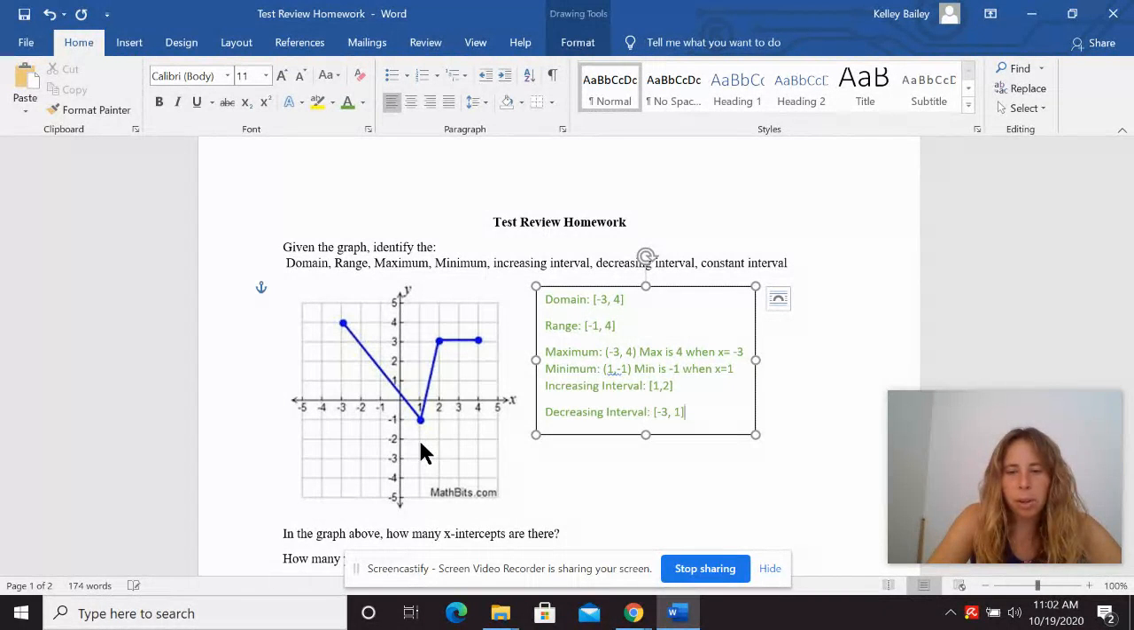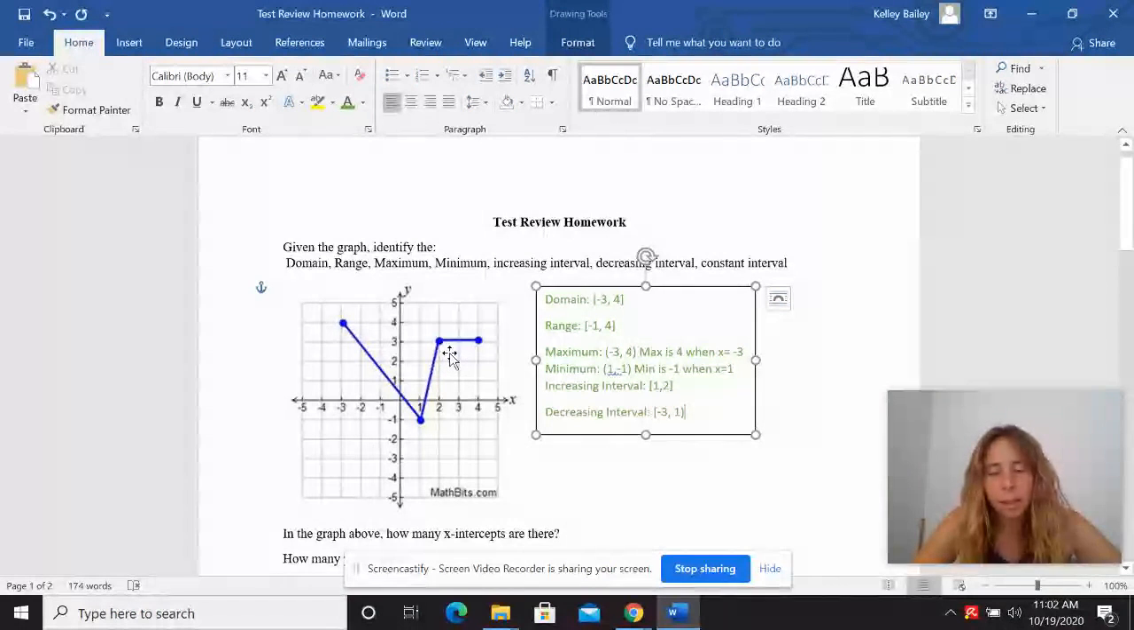I won't mark it wrong. You can do a bracket, or technically, I think it should be a parenthesis. Technically, it should be a parenthesis because then when you hit 1, you start increasing. But for that, I won't mark off for that one. So if you do parenthesis, cool. If you do a bracket, that's fine.